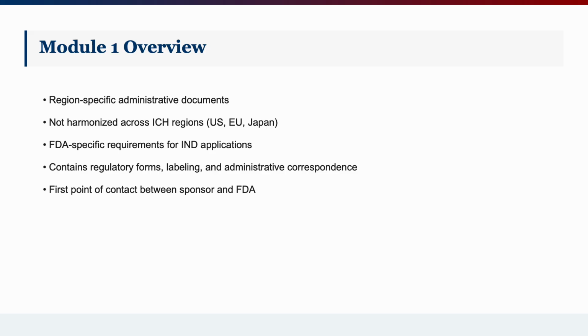What makes Module 1 so important? It's your first point of contact with the FDA. Before reviewers ever look at your non-clinical data or clinical protocols, they're going to see Module 1. This module tells them who you are, what you're submitting, and sets the administrative framework for the entire review process. The quality and organization of Module 1 sets the tone for how the FDA perceives your submission.